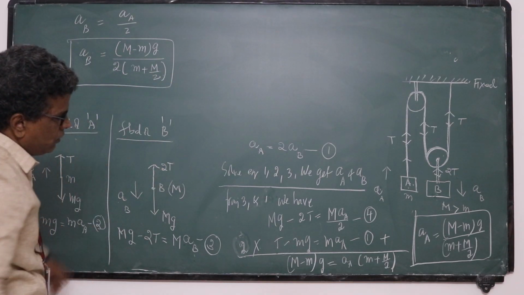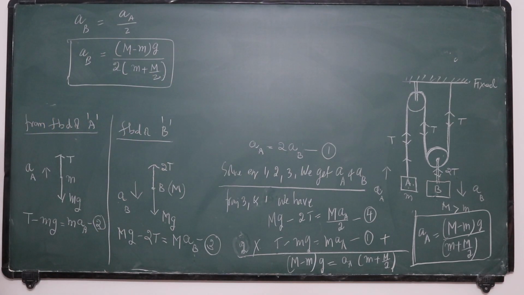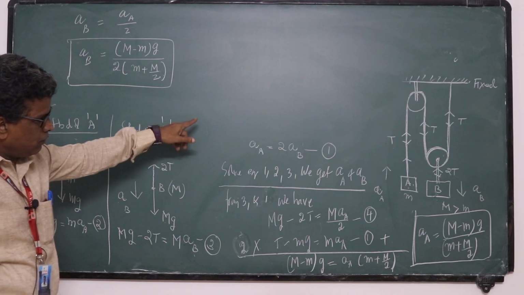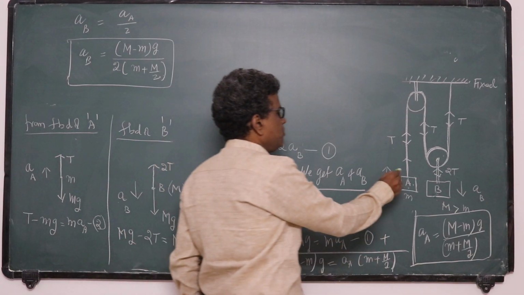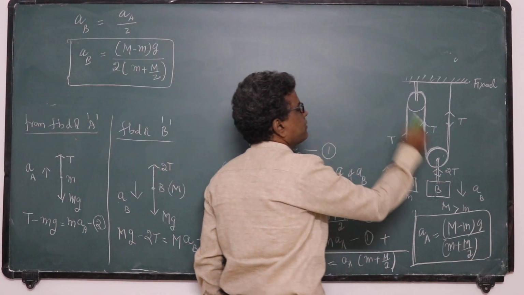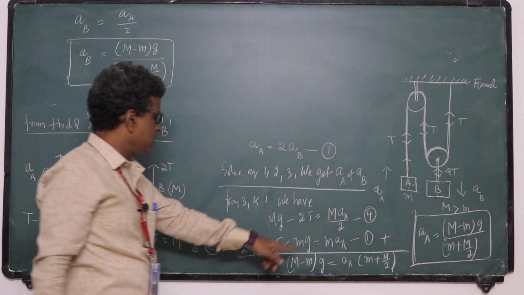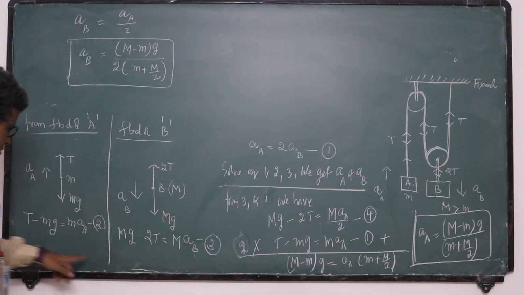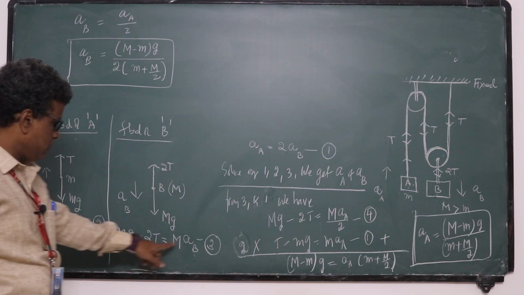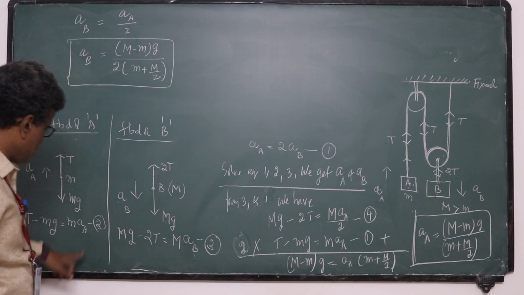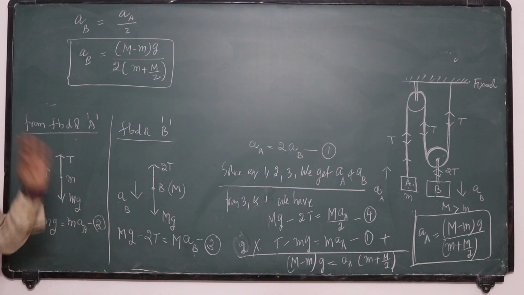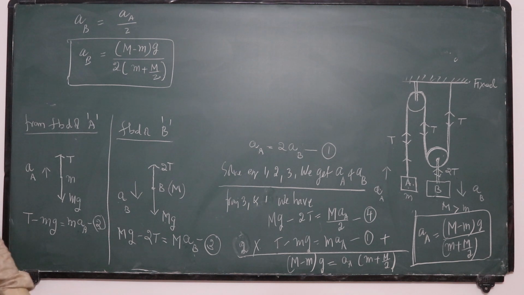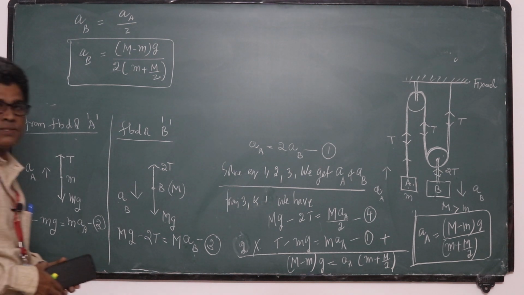Okay, if you want the tension in this string, you use equation 2 or 3, substitute the acceleration of A or B, and you will get the tension in the string. Okay, clear?